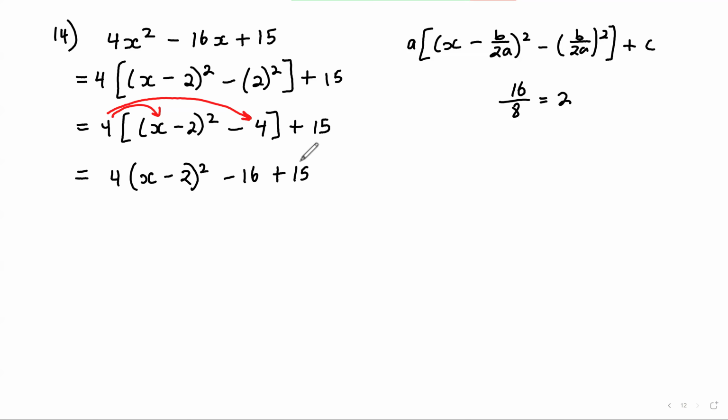To remove those square brackets, you have to distribute the 4 inside. That means multiply a by each of the terms inside. So 4 by x minus 2 squared and then 4 by 4, which is 16. So then the final answer is what, Ari? Minus 16 plus 15. That would be -1. Yeah, -1 is correct. Kaylin, ready? Yeah.